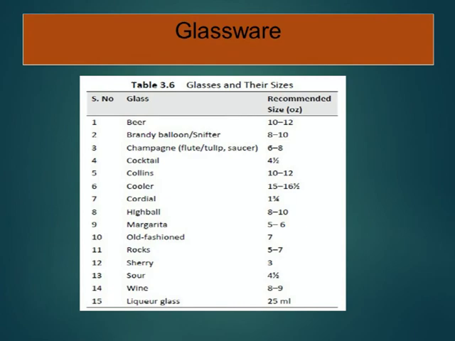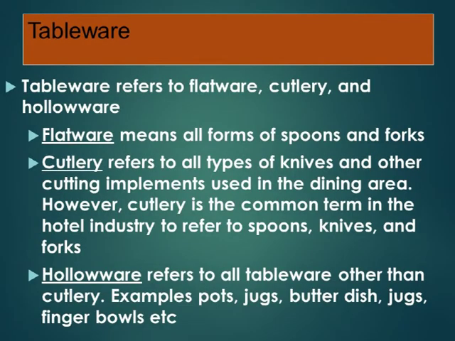Tableware. Tableware refers to flatware, cutlery, and hollowware. Flatware means all forms of spoons and forks. Cutlery refers to all types of knives and other cutting implements used in the dining area. However, cutlery is the common term in the hotel industry to refer to spoons, knives, and forks. Hollowware refers to all tableware other than cutlery. Examples: pots, jugs, butter dish, finger bowls, etc.